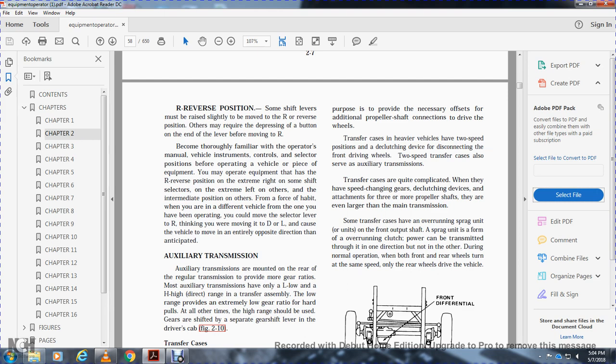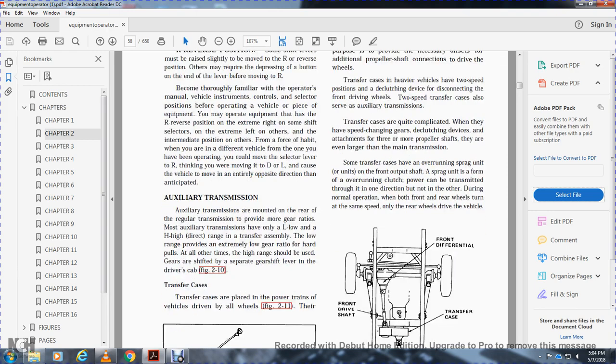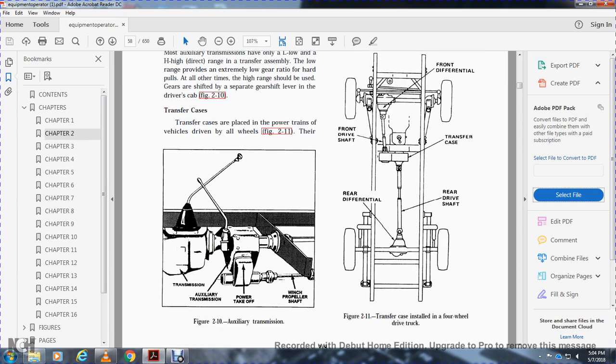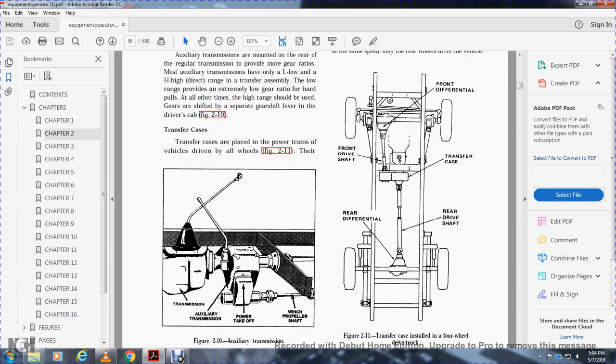Some of the transfer cases have an overrunning sprag unit, the unit for the output shaft of the sprag unit. The overrunning clutch is a clutch where power can be transmitted in one direction but not the other. During normal operation, both front and rear wheels are driven at the same speed. Only the rear wheels drive the vehicle. Figure 211 shows the transfer case installed in a 4-wheel drive case. The rear differential, wheel drive shaft of the transfer case, the front drive shaft, and the front differential.